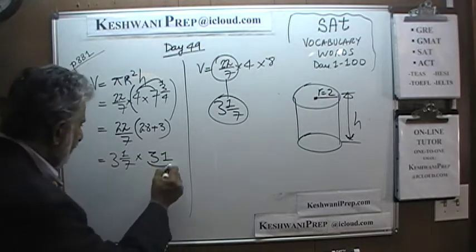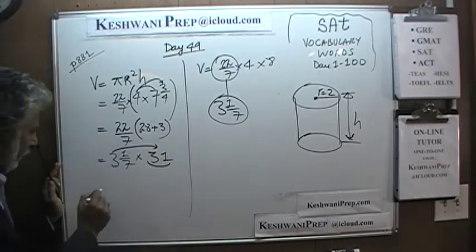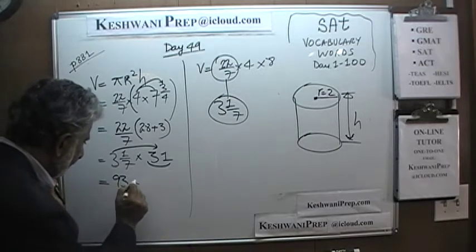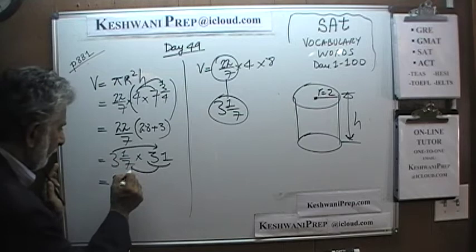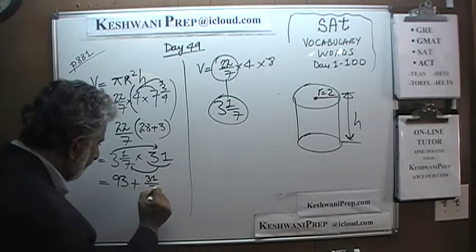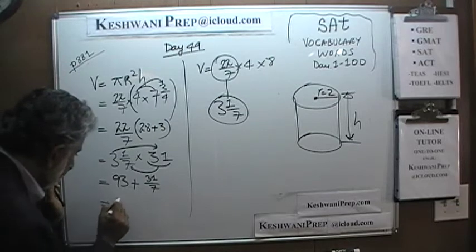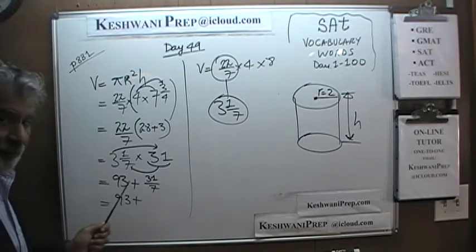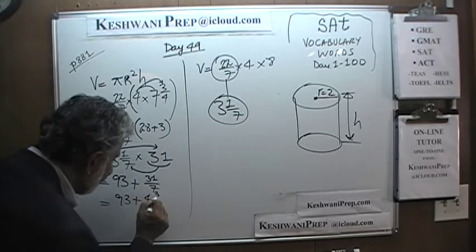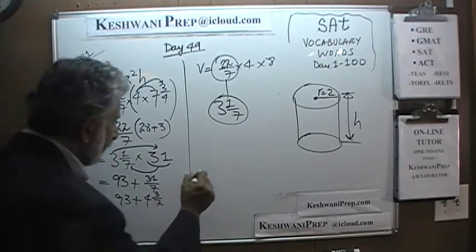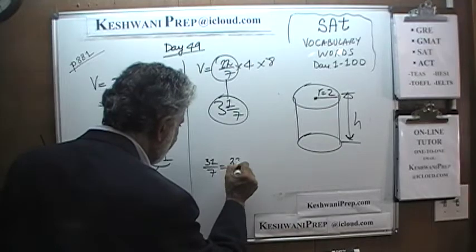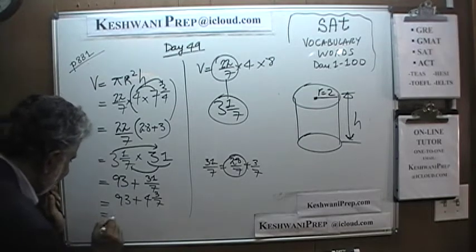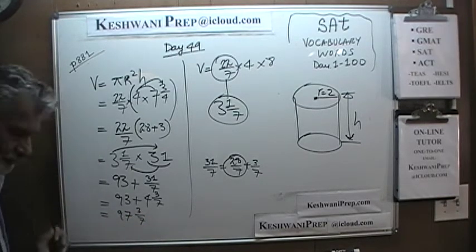All right, 31 times 3: 30 times 3 would have been 90, so 31 times 3 is 93, plus 31 times 1/7, which is just 31/7. So we have 93 plus 31/7. You see, 31/7 is simply 28/7 plus 3/7, and 28/7 is just 4. So it's 4, and then we have 3/7 left over. So we end up with 97 and 3/7.